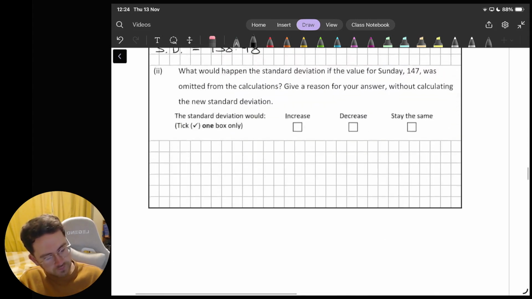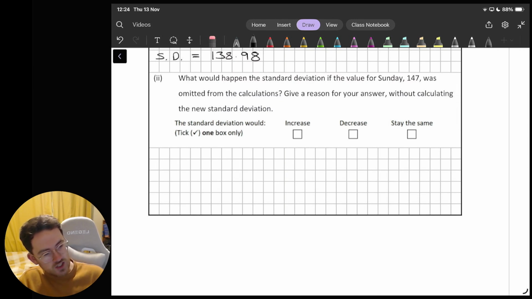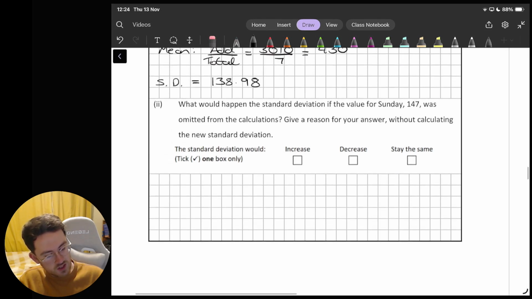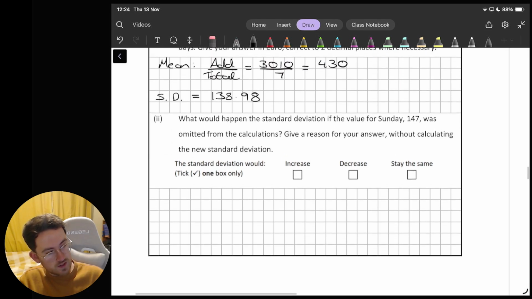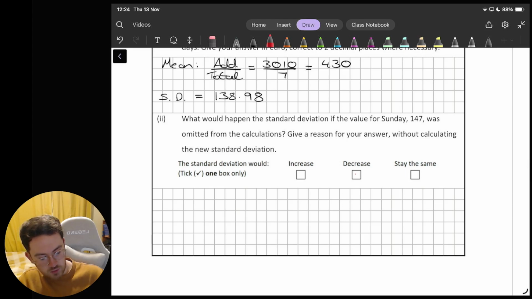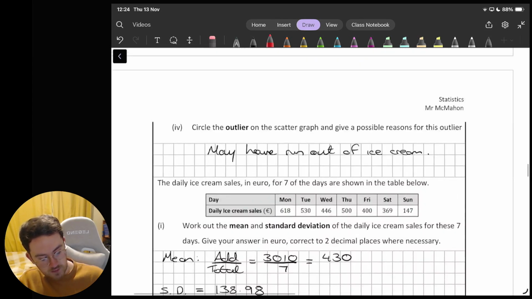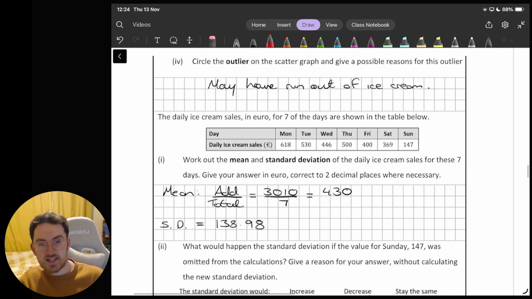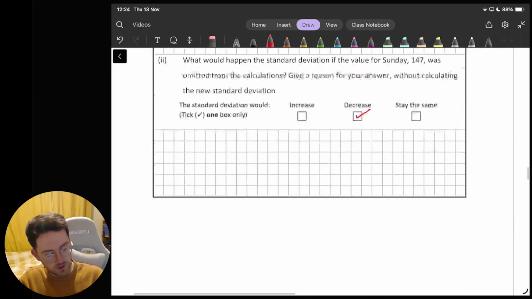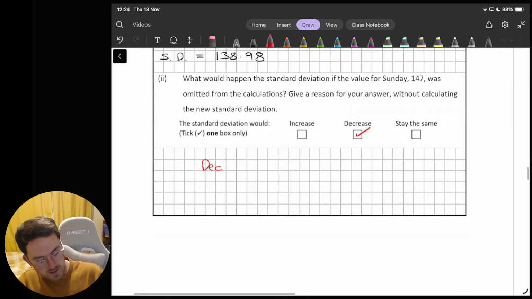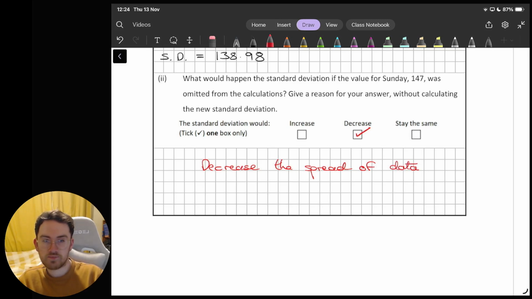What would happen to standard deviation if the value for Sunday, which was the 147, was omitted from the calculations? Give a reason for your answer without calculating a new standard deviation. I would say here that the standard deviation would decrease. If we look at the one they're talking about, the 147 in this list is entirely far away from the other ones, so it would decrease the spread of the data. If we remove that one, then the data would not seem to be so spread out.